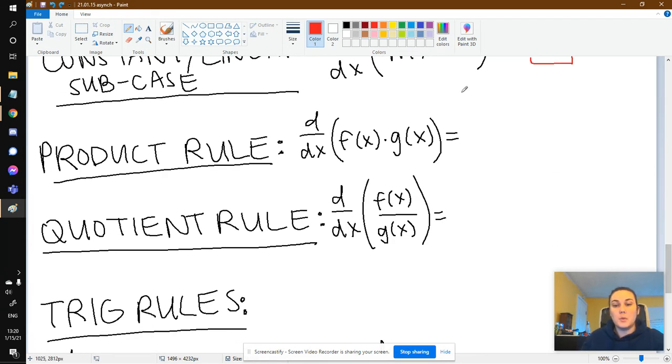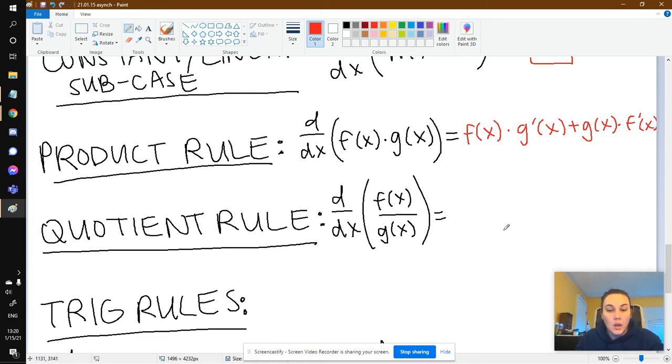The product rule, which we learned today in class, is when we take the derivative of two functions multiplied together, we don't just multiply their derivatives. We, in fact, put them into this pattern, which is the first times the derivative of the second plus the second times the derivative of the first. Let's make that look a little nicer.